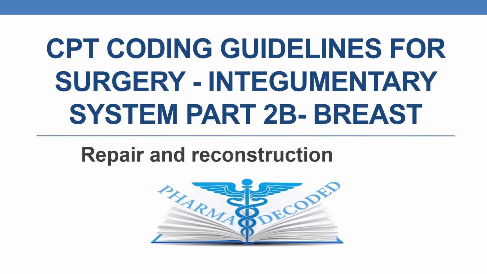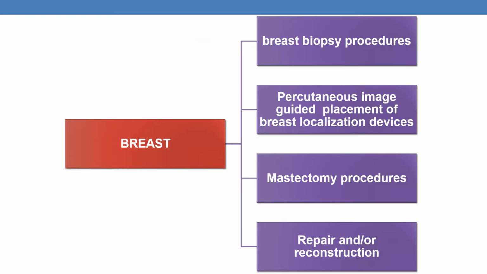Hello everyone, now let us discuss CPT coding guidelines for surgery, integumentary system, part 2B. In this we will be discussing the repair and reconstruction of the breast. In part 2A we covered breast biopsy procedures, percutaneous image guided placement of breast localization devices, and mastectomy procedures, and in the current session, part 2B, we will be focusing on repair and reconstruction.